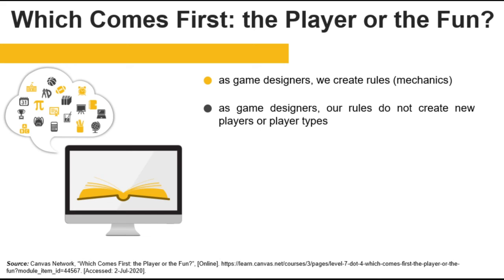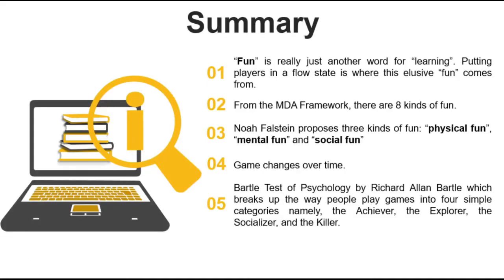Instead of spending time trying to define a single casual gamer archetype, it would be more fruitful to identify the kinds of fun that help a so-called casual game to succeed and then work from there. In summary, we could say that fun is really just another word for learning. Putting players in a flow state is where this elusive fun comes from. From the MDA framework, there are 8 kinds of fun. Noah Falstein proposes 3 kinds of fun: the physical fun, mental fun, and social fun. Game changes over time. Bartle Test of Psychology by Richard Allen Bartle breaks the way people play games into 4 simple categories, namely the achiever, the explorer, the socializer, and the killer.